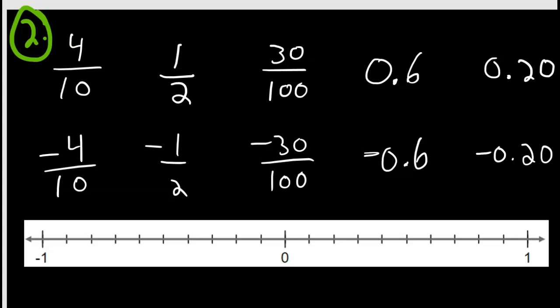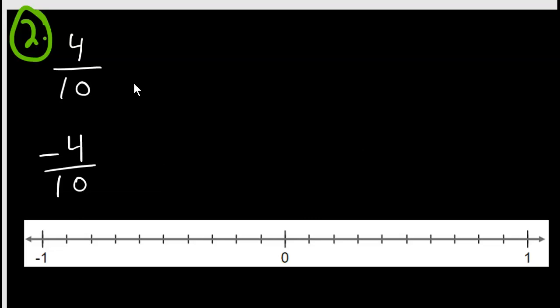Okay, number two is a lot of information there. Look at all this stuff you have to know. So I just kind of pulled a little bit from everything. So let's break it down. Let's start with 4/10, -4/10. Where would that go on this number line?